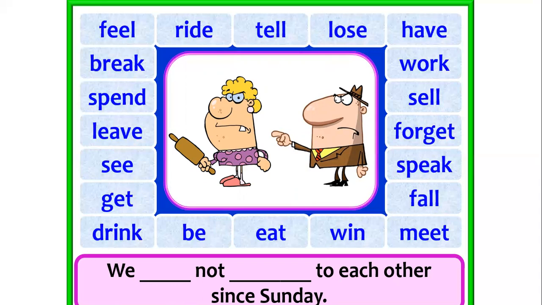If we want to replace since with for, we say, we have not spoken to each other for 2 days, right? Because we said that for refers to the amount of time and since refers to the start of the action. So the fight started on Sunday. So they haven't been talking to each other since Sunday or for 2 days.